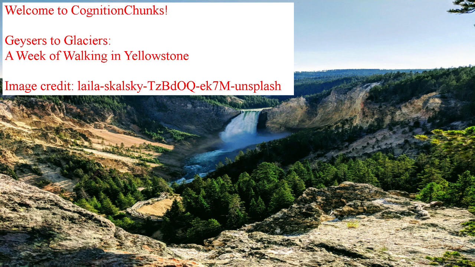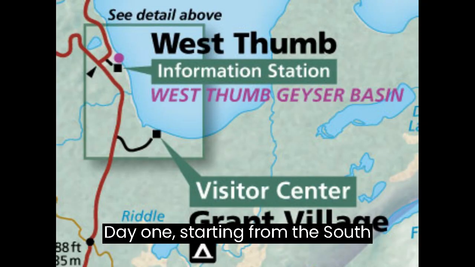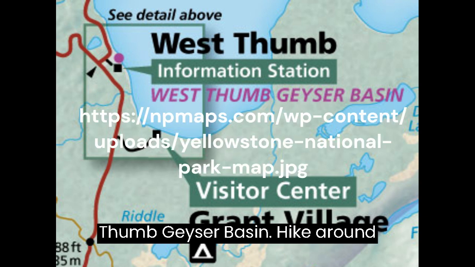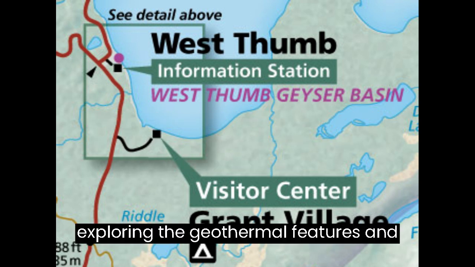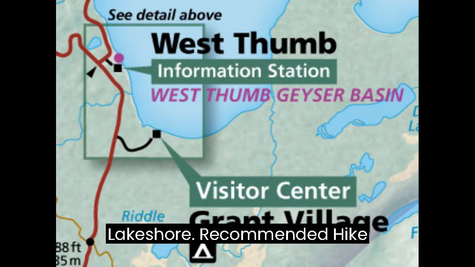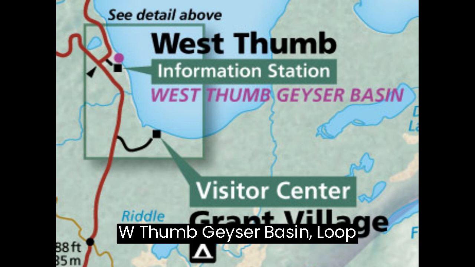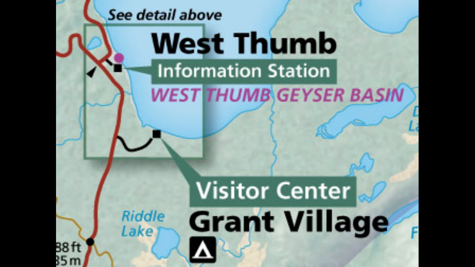Geysers to Glaciers, a week of walking in Yellowstone. Day 1, starting from the south entrance. Grant Village to West Thumb Geyser Basin. Hike around the West Thumb Geyser Basin area, exploring the geothermal features and lakeshore. Recommended hike: West Thumb Geyser Basin Loop, 1.5 miles.